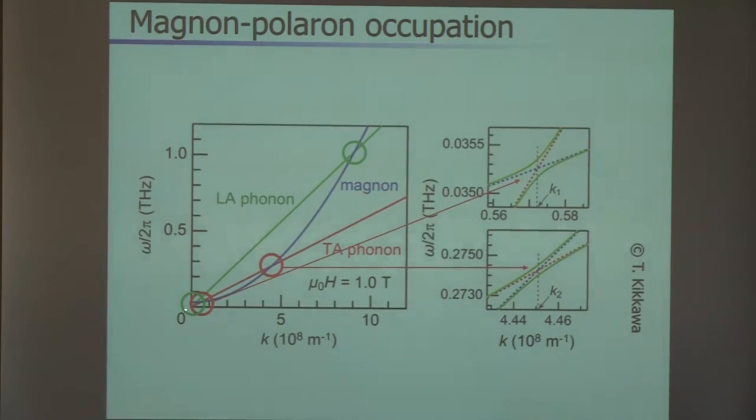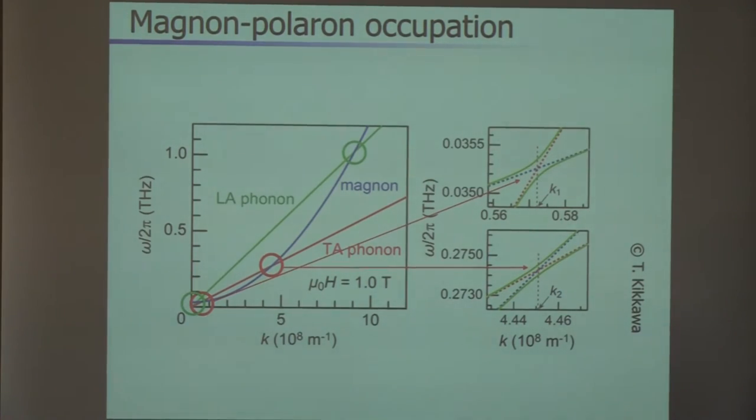So what we see here is we have these crossings at low frequency. That's the one we have seen in the optics experiment. But there are also other crossings here at higher wave numbers and at higher frequencies. We also see that there is magnetostatic coupling in these states. So what is the effect on transport?